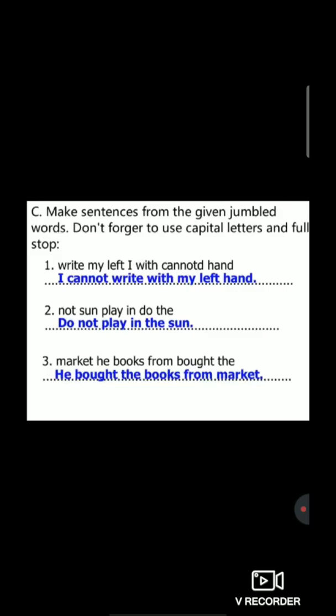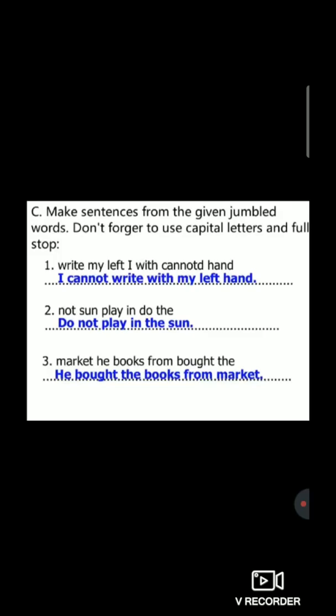Second one. Not son play in do the. So the sentence will be: Do not play in the sun. At the end of the sentence we have to put a full stop. Third one. Market he books from bought the. So the answer will be: He bought the books from the market. At the end of the sentence we have to put a full stop. So students, now everyone understood what a sentence is and how to form sentences.